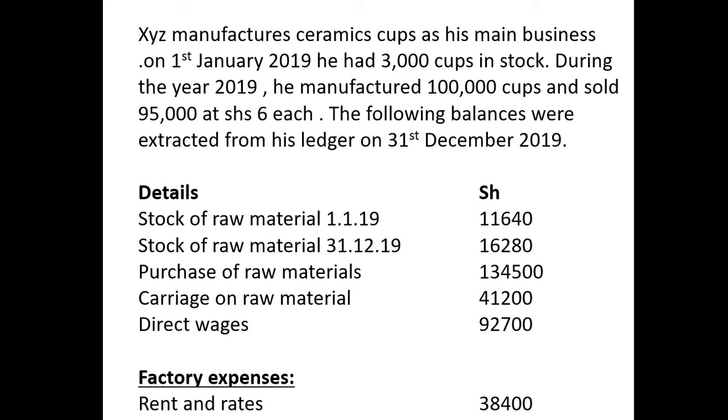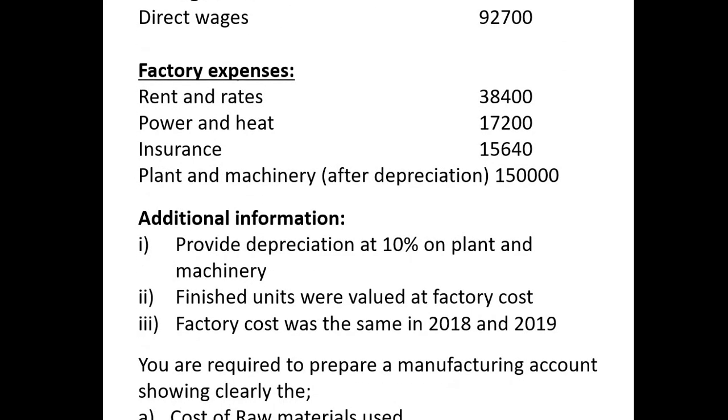The first one is a stock of raw materials given the date 1st January 2019 amounting to 11,640. The closing stock of raw materials amounted to 16,280. There were purchases of raw materials amounting to 134,500. There was carriage on raw materials amounting to 41,200. We had direct wages amounting to 92,700.